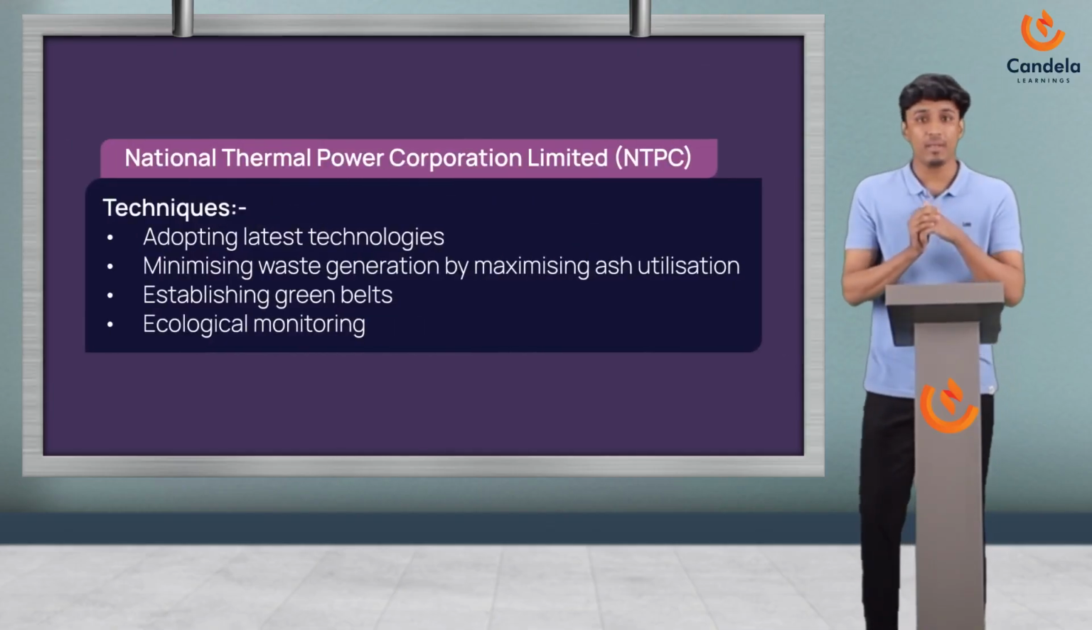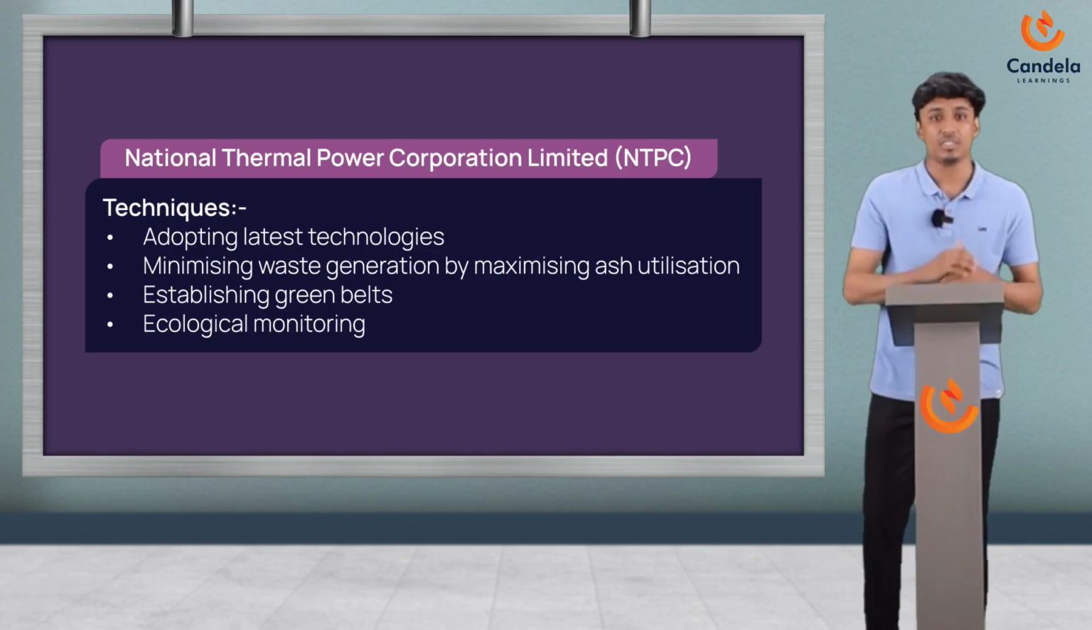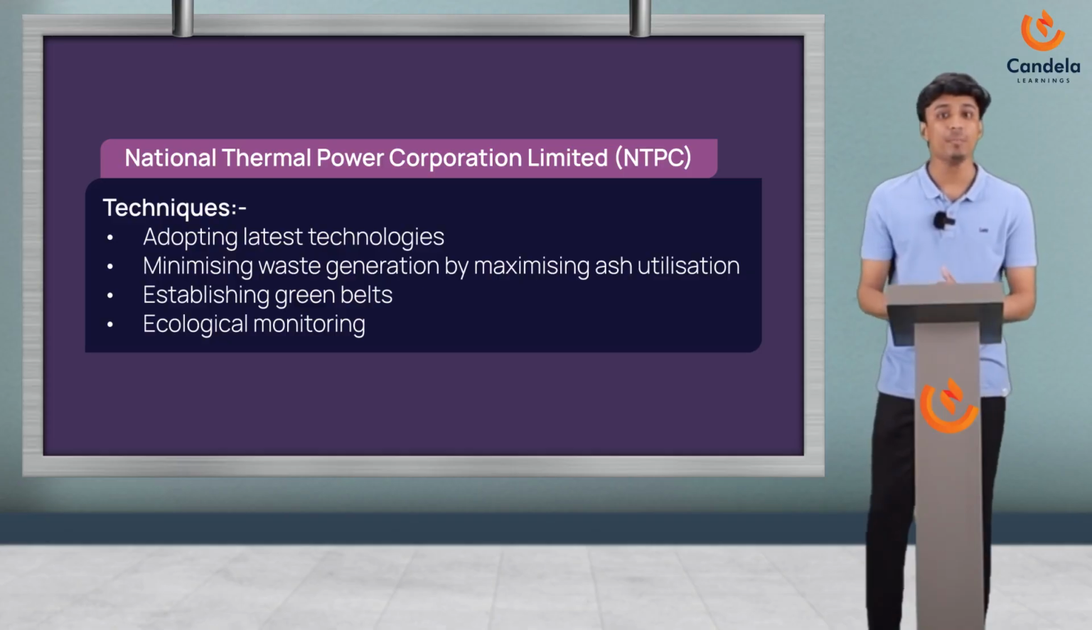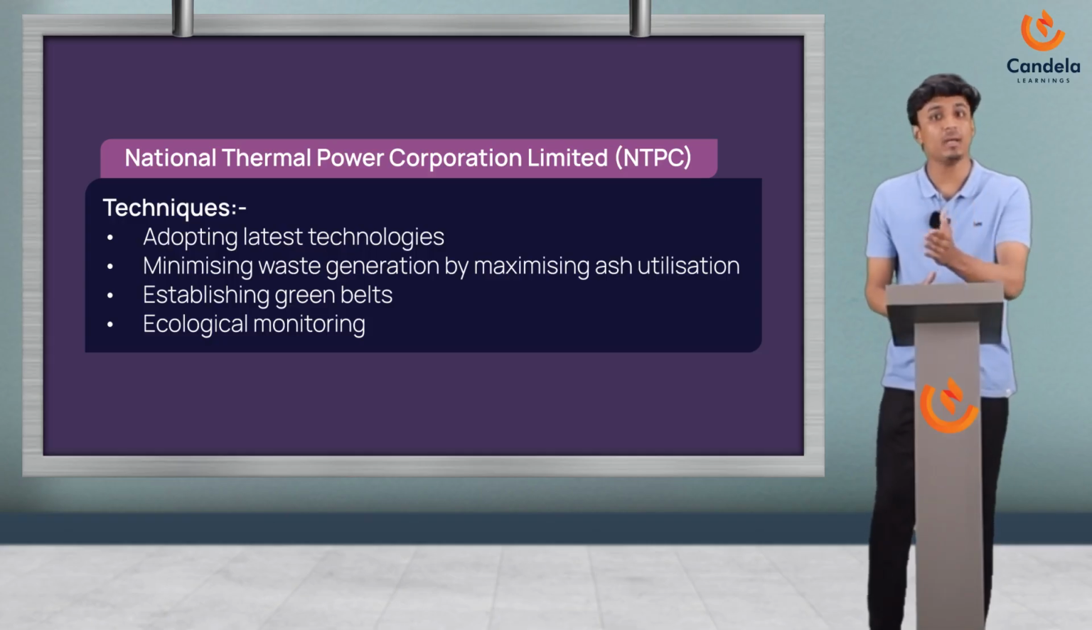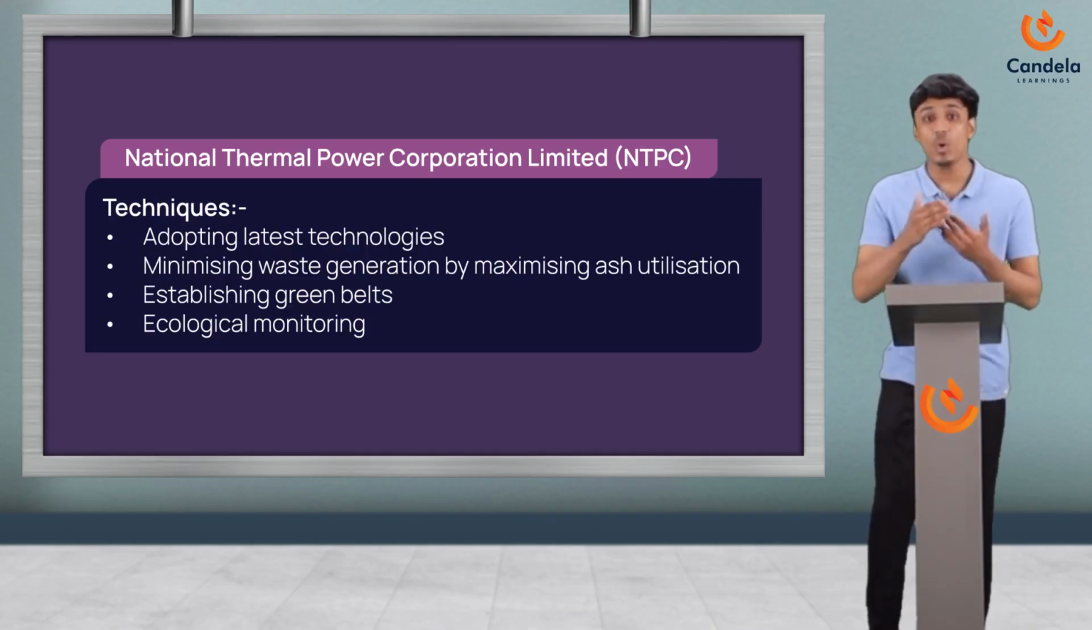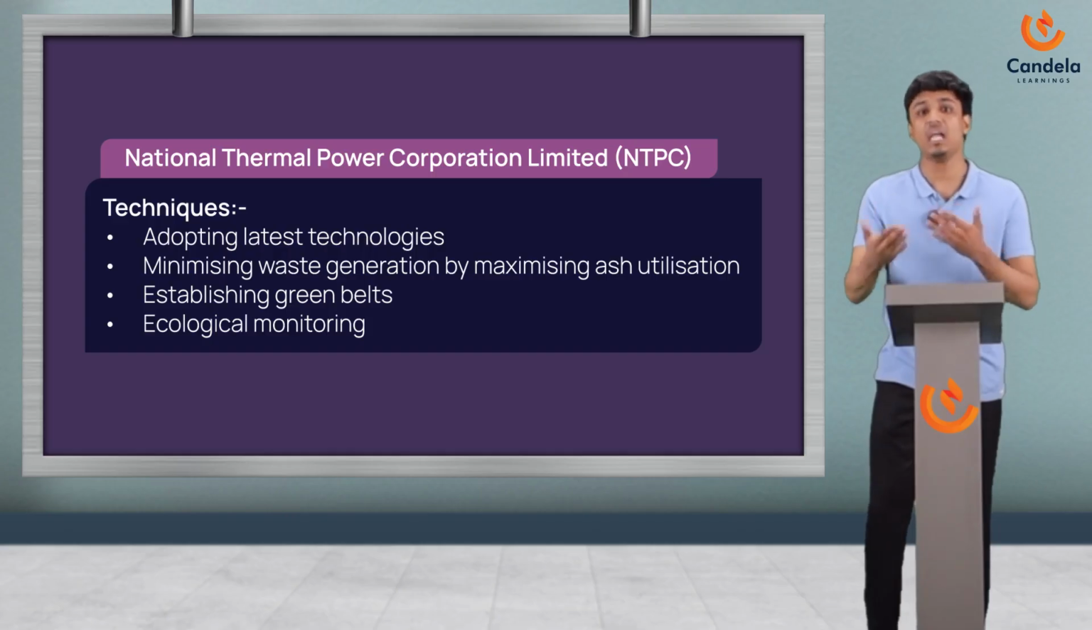So the first point is adopting the latest technologies. If technology advances, it reduces pollution. How? By providing more efficient and cleaner ways to produce energy, transport goods in a better way, and reducing waste and emission. Minimizing waste generation by maximizing ash utilization.